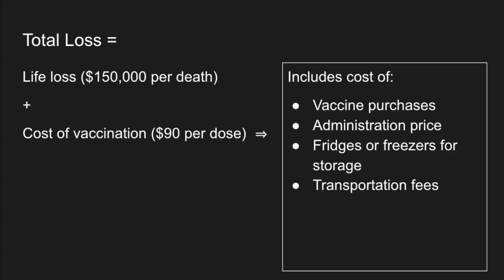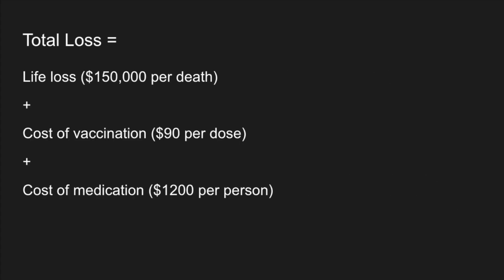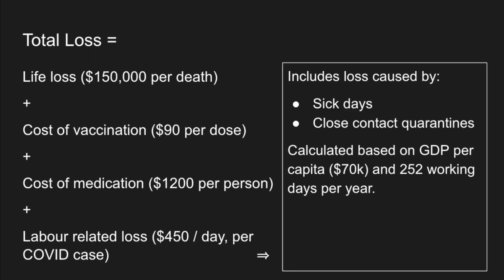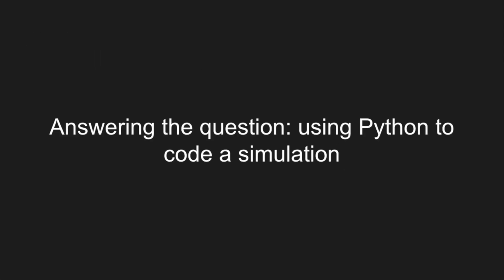So the first thing we must do is assign a quantifiable definition to what total loss means. So the total loss is defined as the sum of the following components. We have the sum of life loss plus the cost of vaccinations, plus the cost of medication, plus the cost of any labor-related losses. So now that that's been established, how do I answer the question? Well, I used Python to code a computer simulation that reflects the way that COVID is spread amongst the society of Alberta.